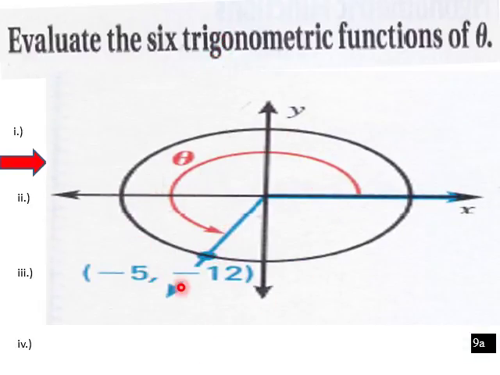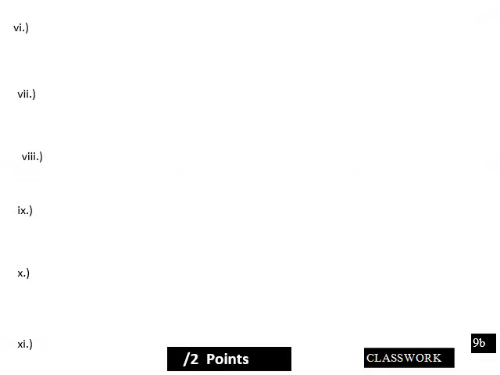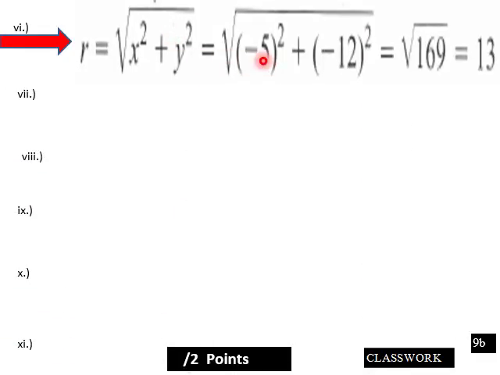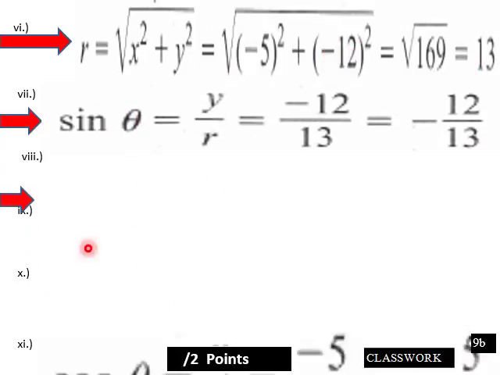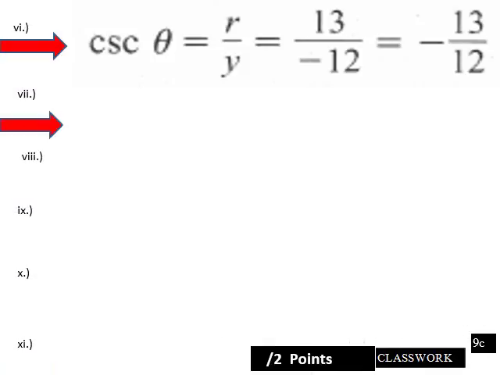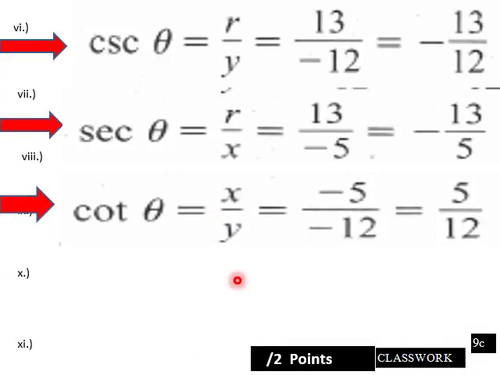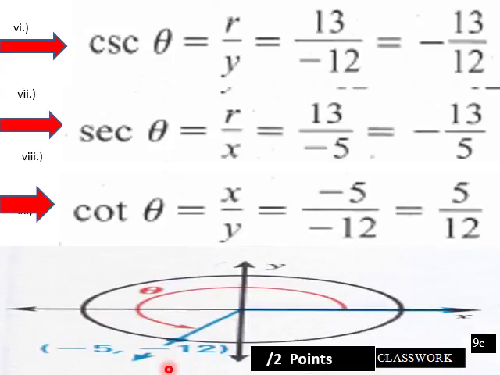So we end up over here at negative 5, negative 12. Now x equals negative 5, y equals negative 12. To find our r, we plug in the values that we know. We come up with 13 for our radius. Now we can do our trig functions, since we know all the measurements of our triangle. Tan is 12 over 5, cosecant is negative 13 over 12, secant is negative 13 over 5, and then cotan will be 5 over 12. So again, this is what we're looking at for this situation.